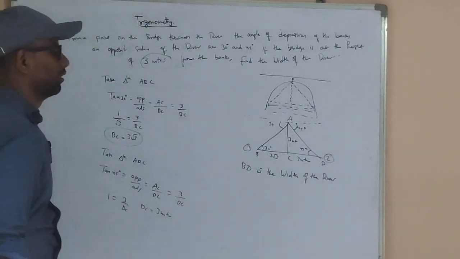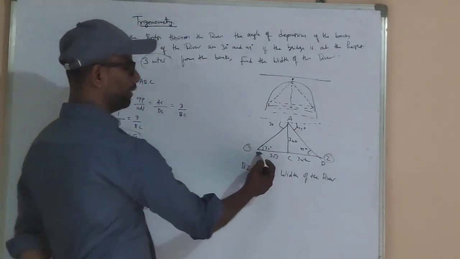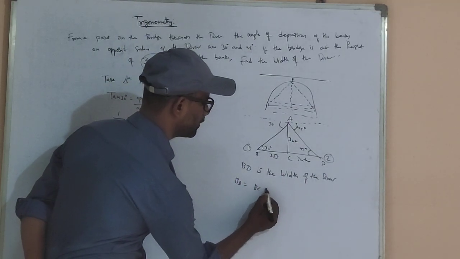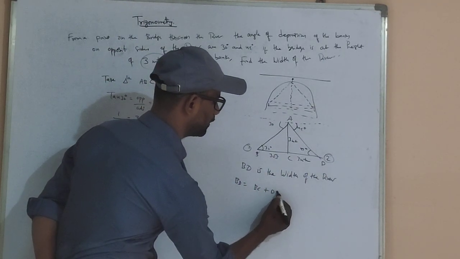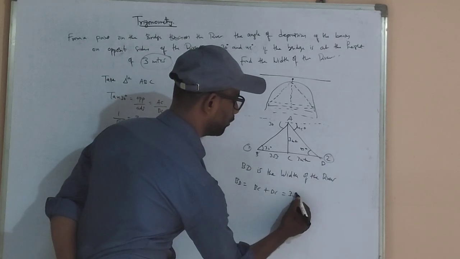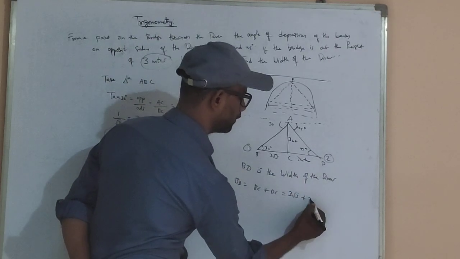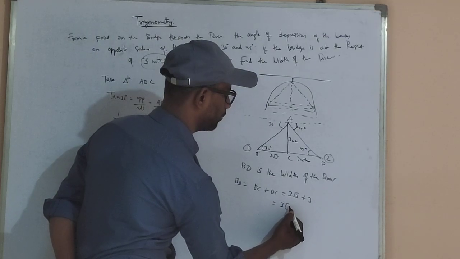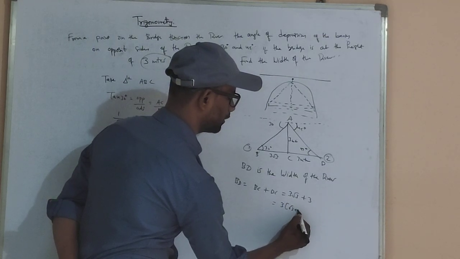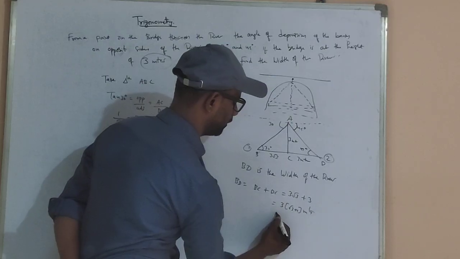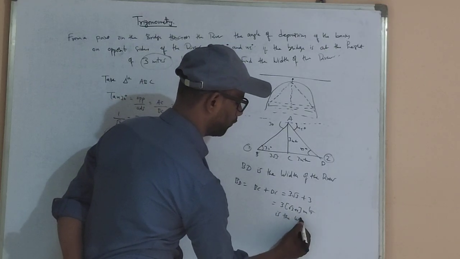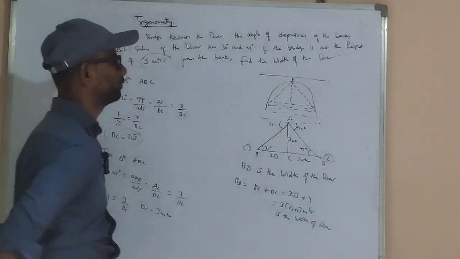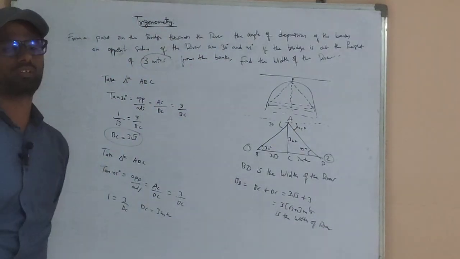Now, so simple. We know that BD is the width of the river, which means BD is equal to BC plus DC. BC is 3 root 3 plus DC is 3 meters. Now, take 3 common: 3 into (root 3 plus 1) meters is the width of the river. Okay. So in this way we have to solve the problem.